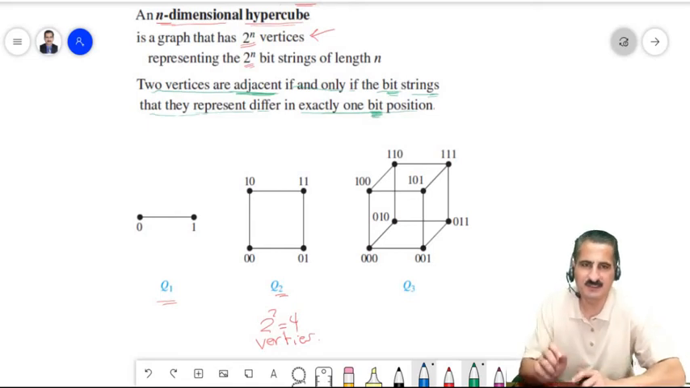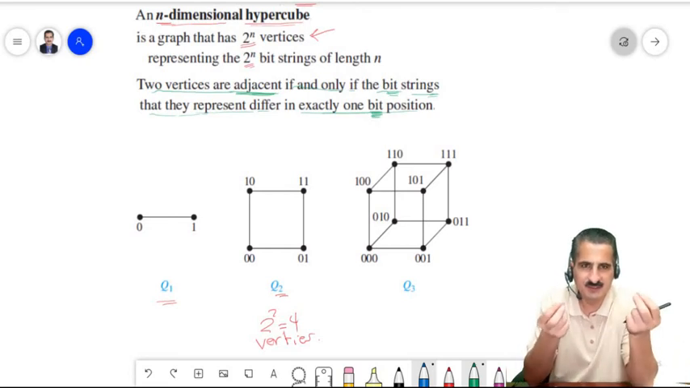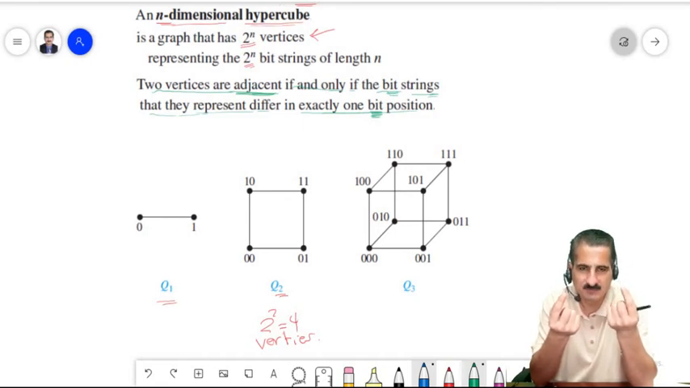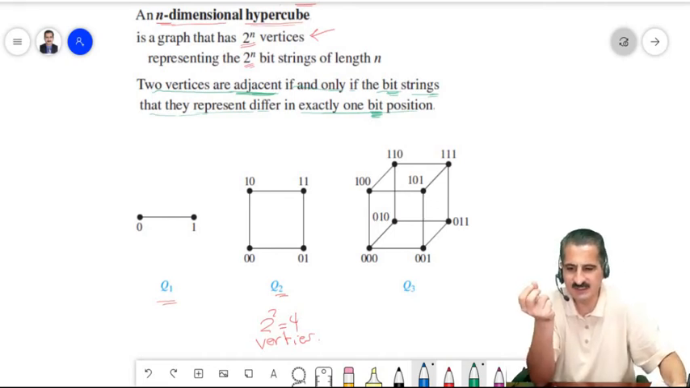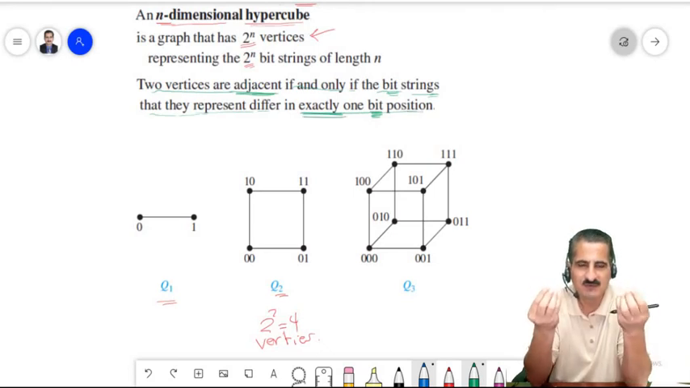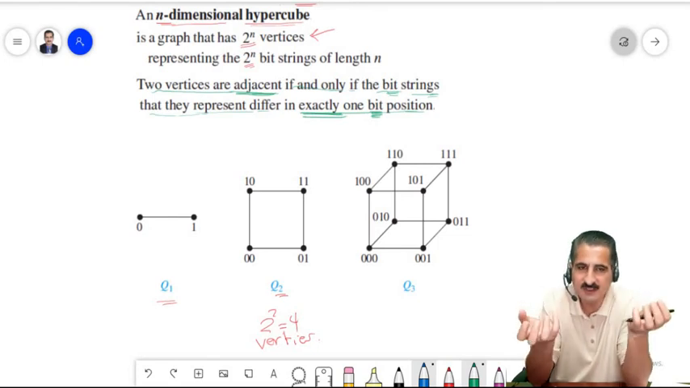Okay, let me explain that. We said the vertices will be represented by zeros and ones. Two vertices represented by zeros and ones are adjacent if the difference between them is in one place only. In one place, it might be 0 here and 1 here, or 1 here and 0 here. So if the strings differ in exactly one bit position only, they are adjacent. If the two vertices are different in more than one bit position, then they are not adjacent.